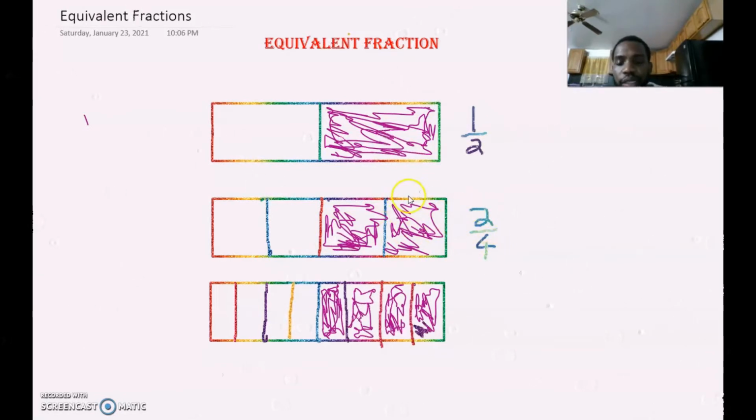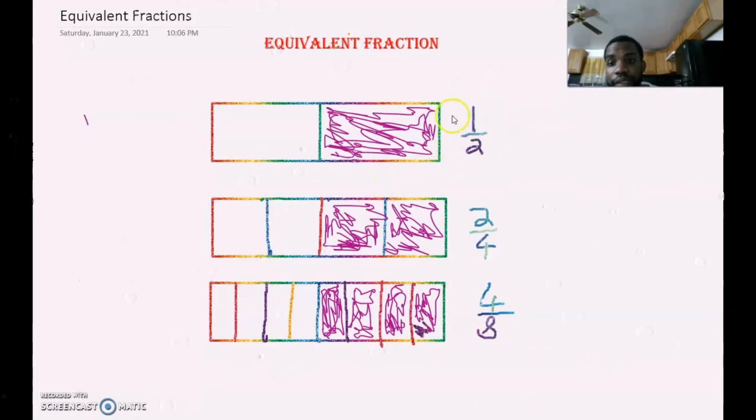Now, what is unique about these is that all fractions are divided into equal portions. So for example, this 2 out of 4 parts is 2 out of 4 equally divided portions. And in my last scenario, I am shading 4 parts out of 8 equally divided parts. Now, all of these fractions represent the same portion.